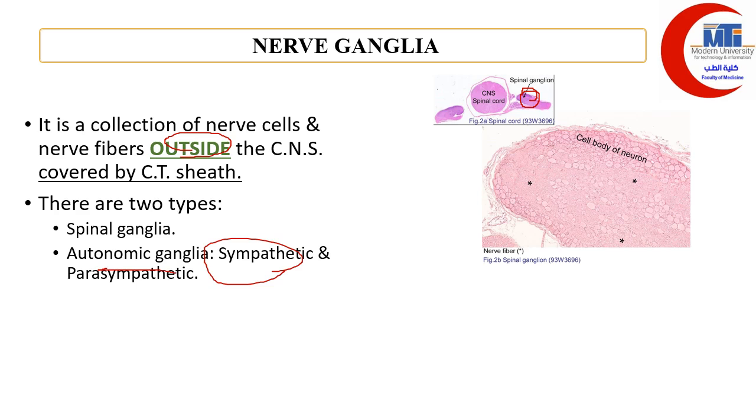Where is the site of the sympathetic ganglia? It is present beside the vertebral column.